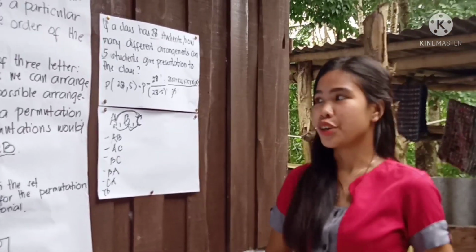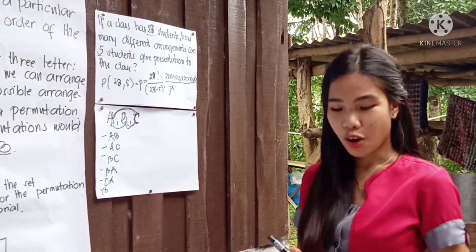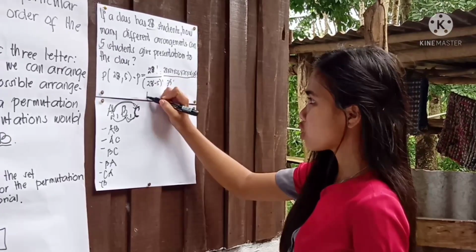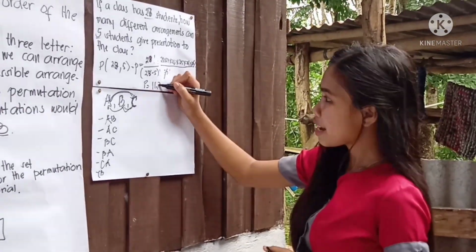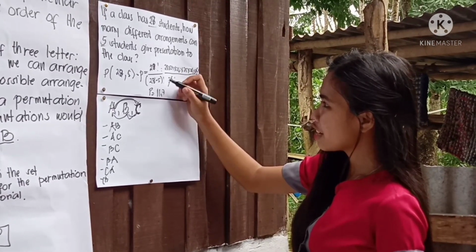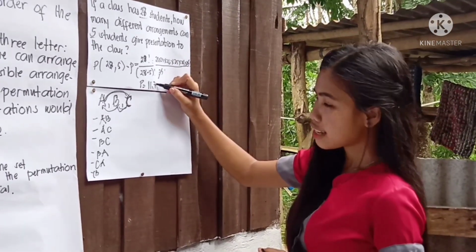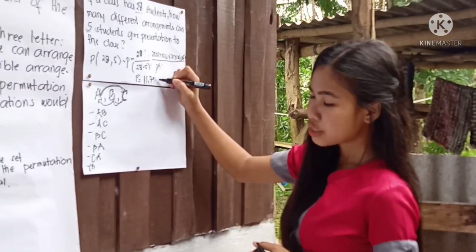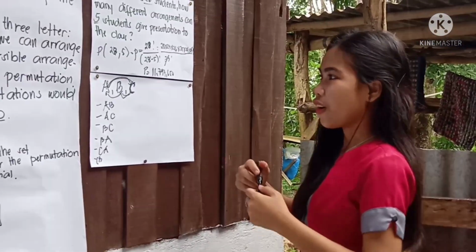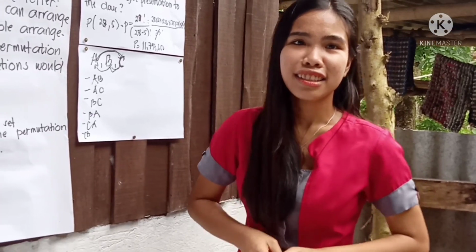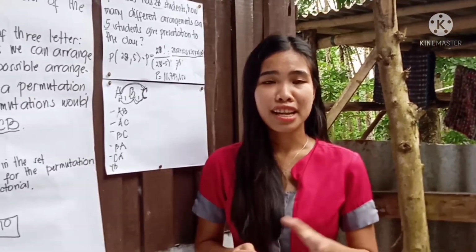So, what is the answer? The answer, the permutation, is 11,793,600. Okay, did you all understand? It is clear and understood. Any question?